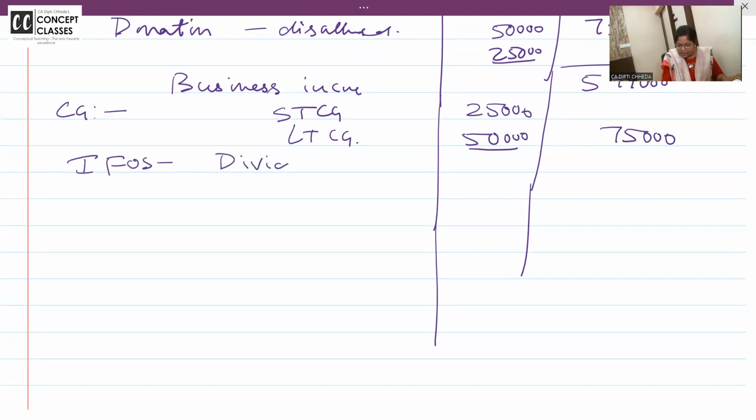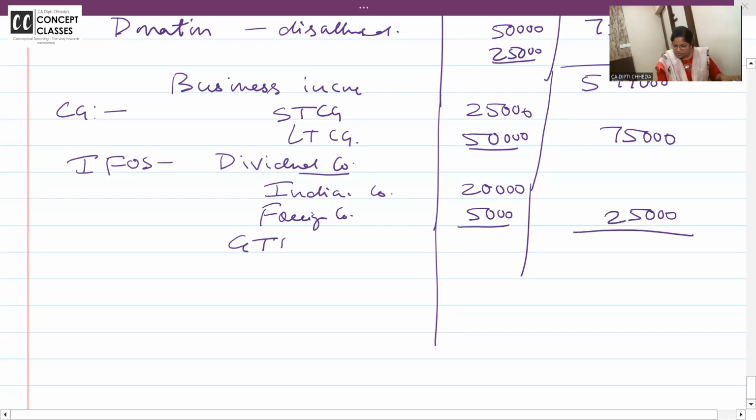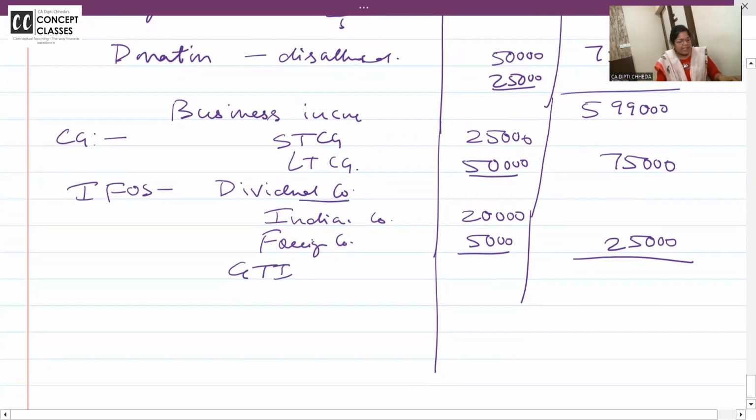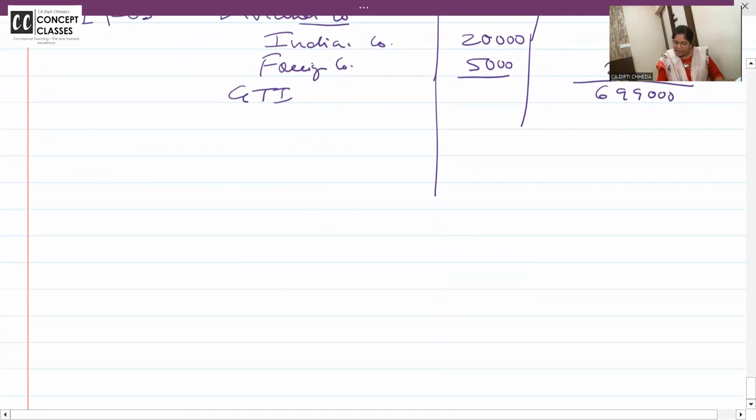You know now all the dividends are taxable. The CDT, DDT concept, section 115O, those who studied in Inter long ago, is not there now. So all the dividends are taxable fully. From an Indian company you are receiving 20,000 dividend. From a foreign company you are receiving 5,000 dividend. So 25,000 dividend is taxable. What is your GTI? It comes to 6,99,000. Is my speed fine? Everyone is able to write.